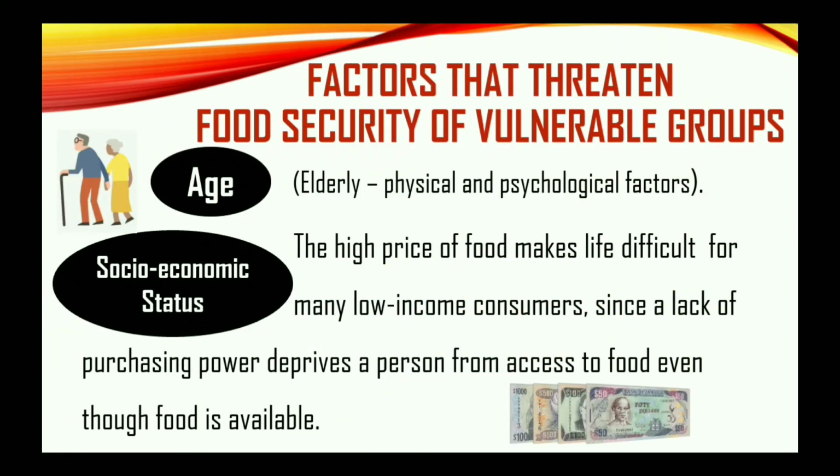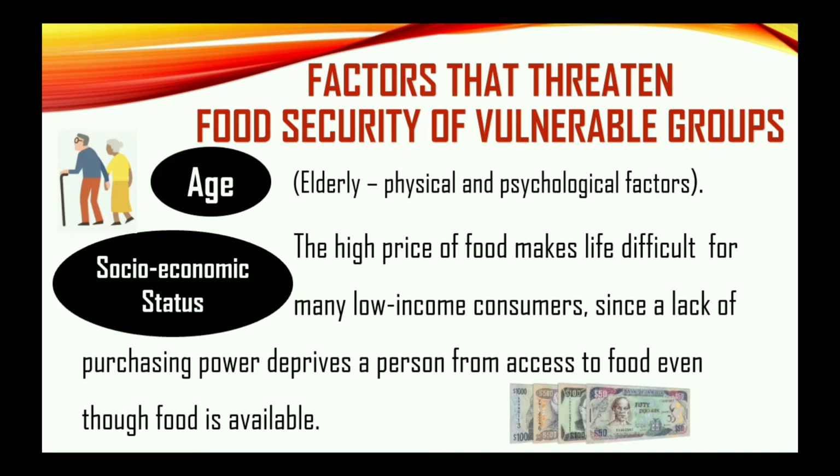Now let us look at age. The elderly may experience physical and psychological factors. These persons are not so active anymore, so you may find out that they may need someone to help them to go to the market. They may depend on someone to even feed them, and sometimes these persons have psychological issues where they don't remember to eat, they don't remember to take their supplements, right? So these are some of the things that affect food security for the vulnerable group.